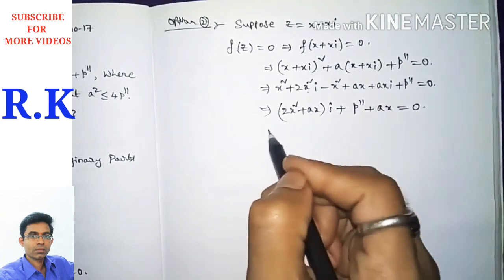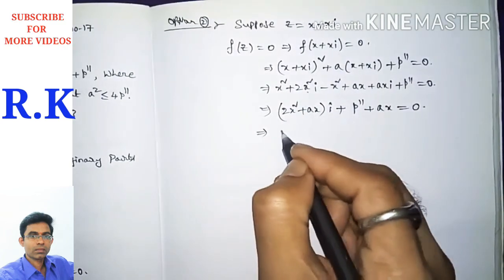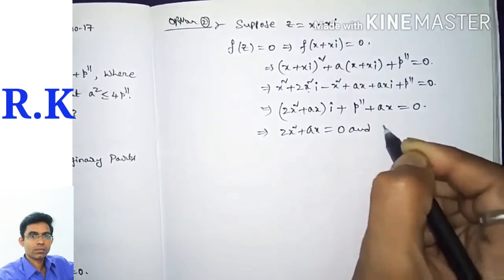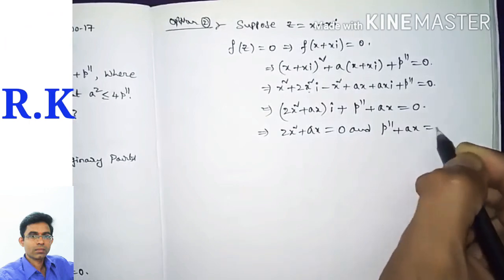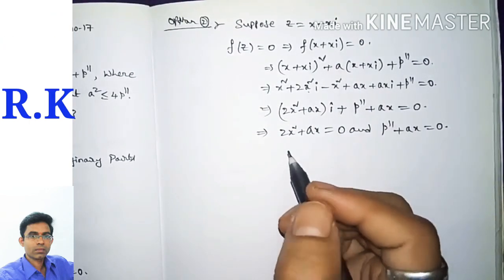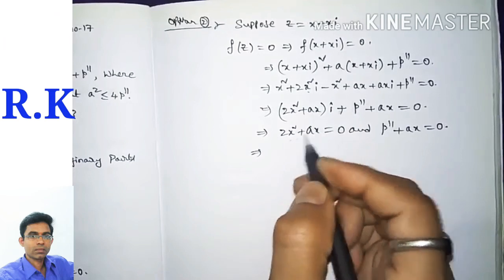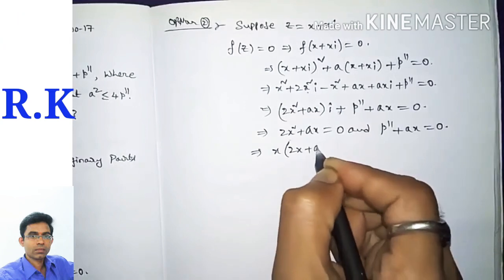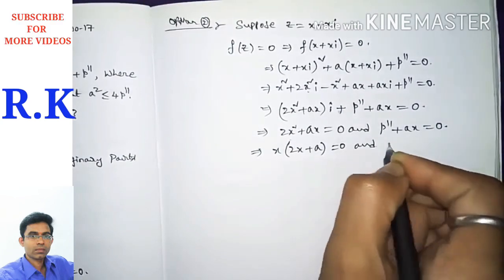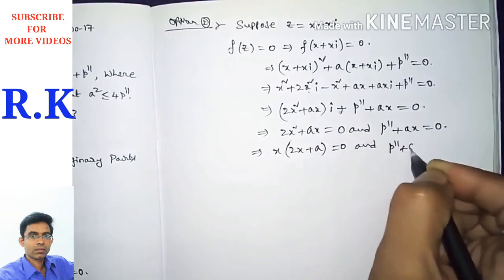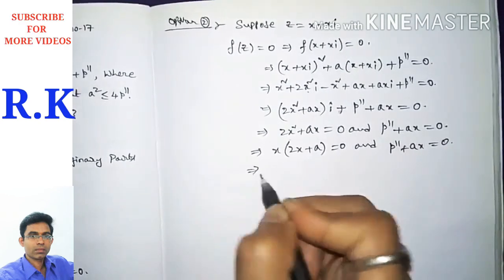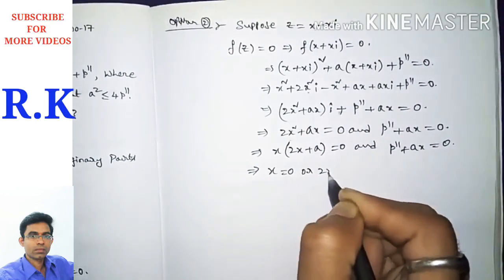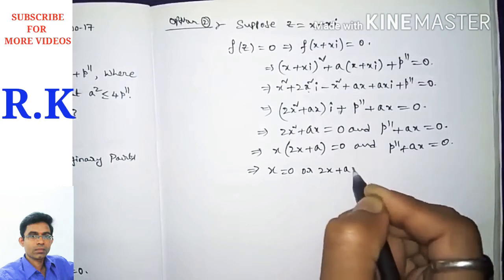Okay, now from this we can get 2x² + ax = 0 and p^11 + ax = 0. So from this, taking x as common, meaning x is a factor, we get 2x + a = 0, and here we have p^11 + ax = 0. So from this we get x = 0 or 2x + a = 0.